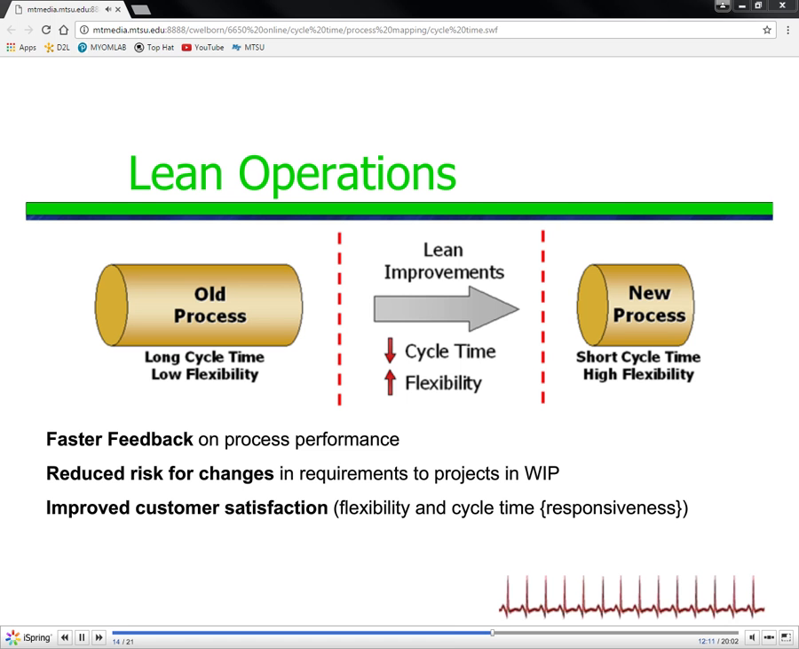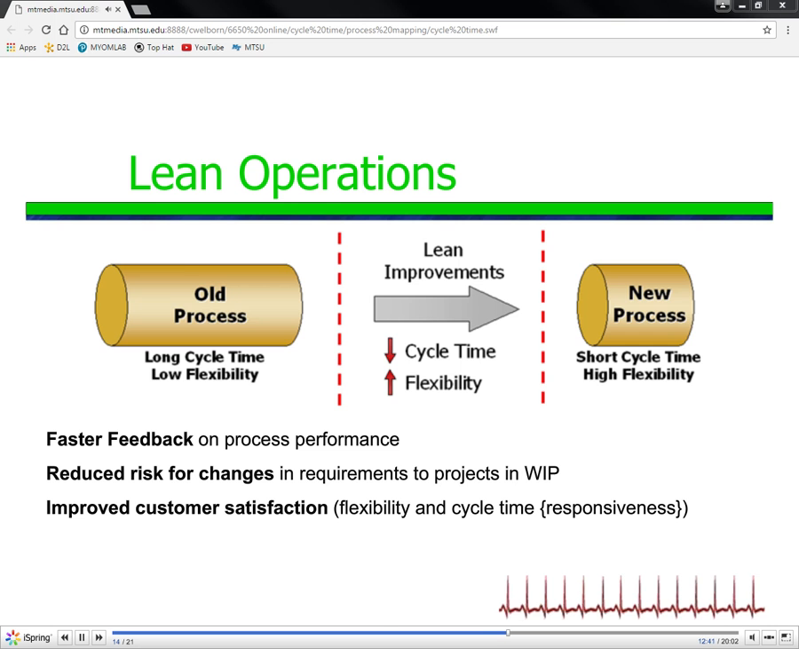When I have a short cycle time and I start a job, I see how the end turns out very quickly. So I get faster feedback. I would actually reduce the risk for changes because if I have less projects or less product that's already been started, then when there is a change in requirements, I have less material, less jobs that have already been started that are going to have to try to make a change in midstream. Improve customer satisfaction because I do have more flexibility and a shorter cycle time, so I'm more responsive with this kind of arrangement.